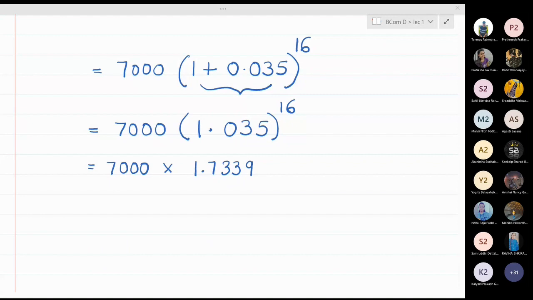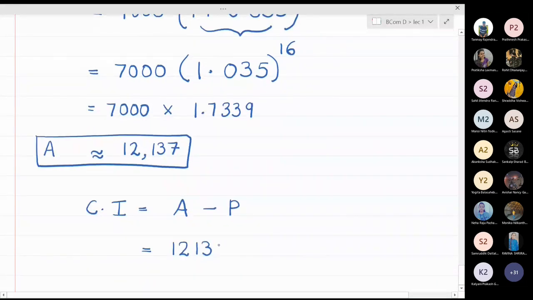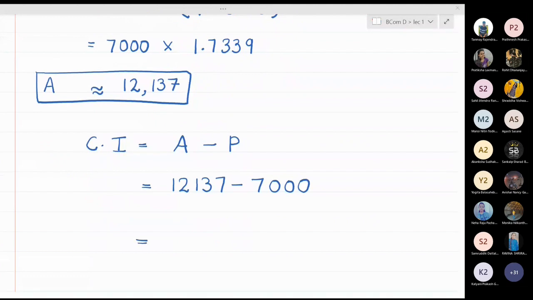And now I will do this multiplication. It is 7,000 multiplied by 1.7339. You can do it on your calculator. You'll get it to be 12,137 approximately. So this will be the amount in the given problem. And therefore, what is the compound interest? The compound interest, we know, has a formula: amount minus principal. So amount is 12,137 minus principal 7,000, which is equal to, I will do it on my calculator now, 12137 minus 7,000, and that is equal to 5137. So I will write it as 5137. So this will be the compound interest of the given question.